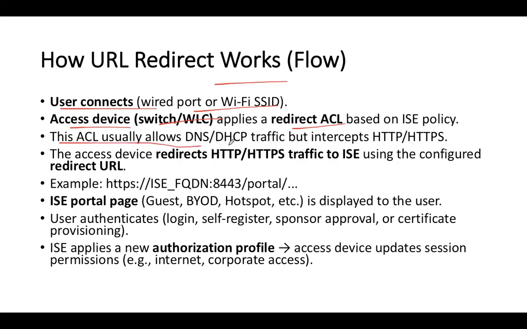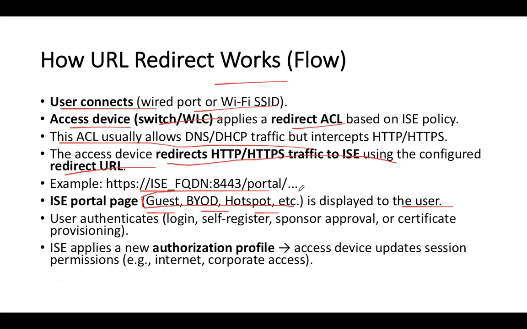This ACL usually allows DNS and DHCP traffic and intercepts, right? The access device redirects HTTP or HTTPS traffic to ISE using the configured redirect URL. ISE portal page, you can have either guest, bring your own device, or hotspot, any method is displayed to the user. That would be completely in control of the security team as in how they want these guests to access the network.